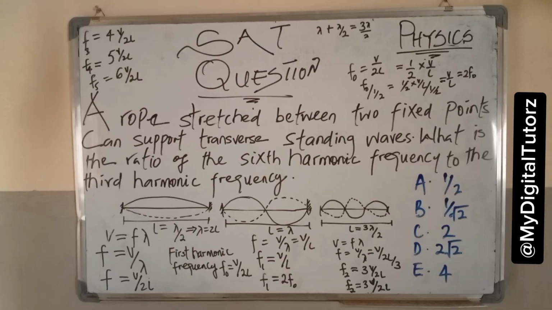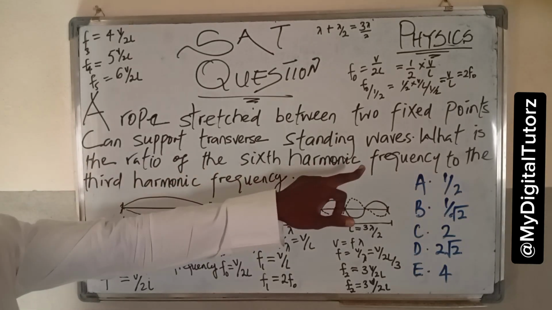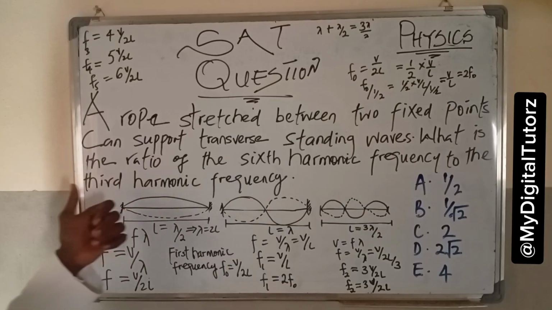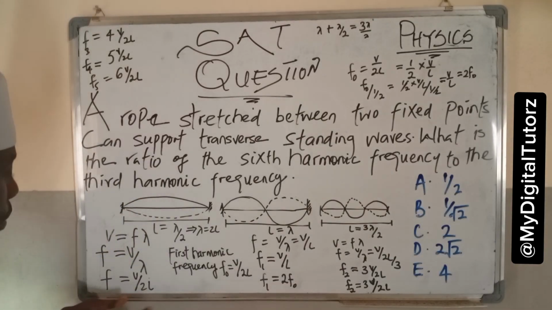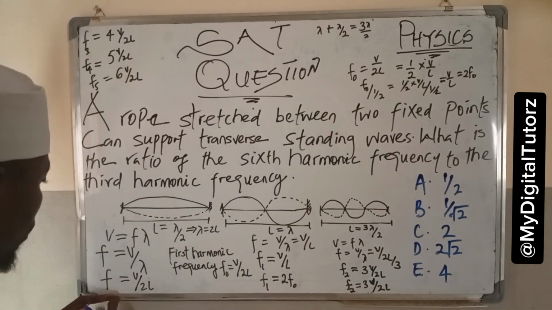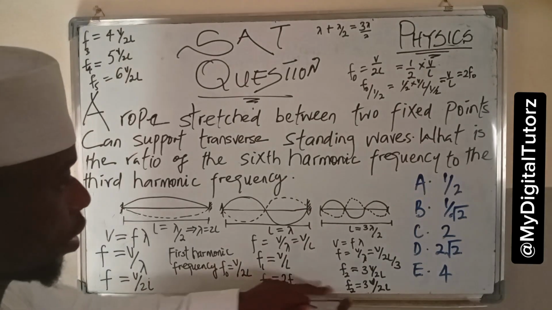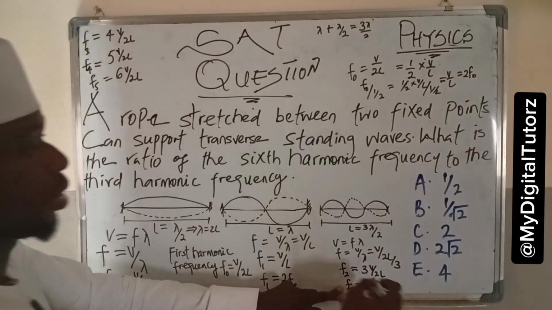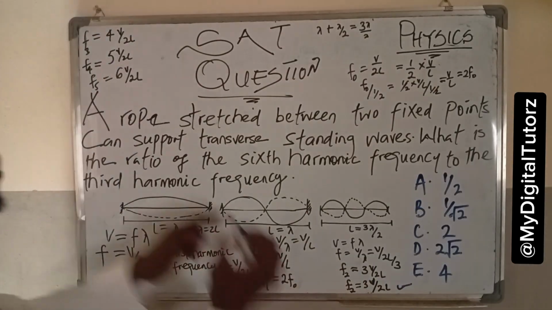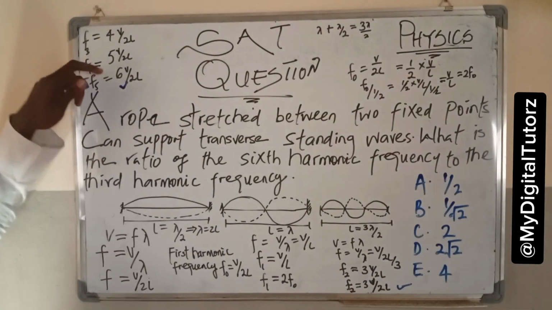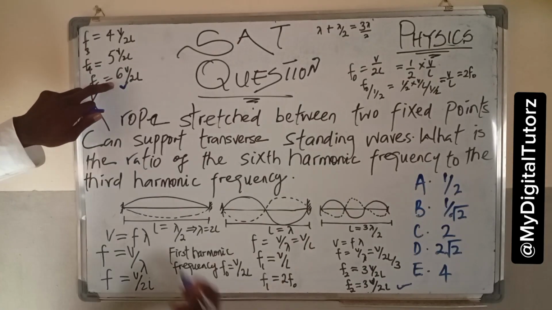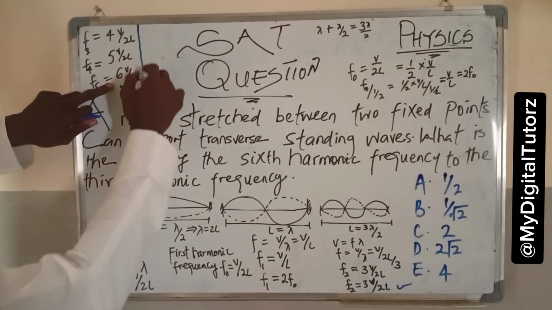Are we together? What the question asks us to do is to find the ratio of the sixth harmonic to the third harmonic. So our first harmonic is here, which is this F naught. This is second harmonic. This is third harmonic. So our third harmonic is this one, take note of that, and our sixth harmonic is this one. So we are taking the ratio of the sixth harmonic to the third harmonic. So let's do that.